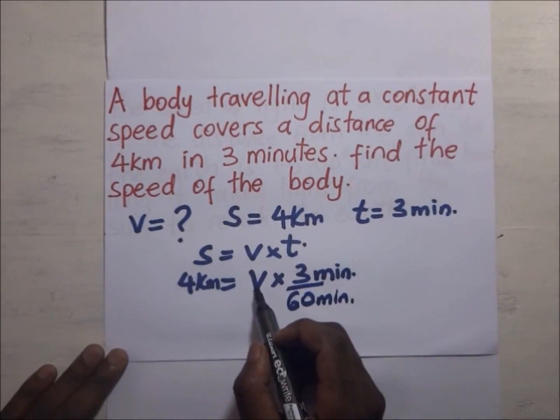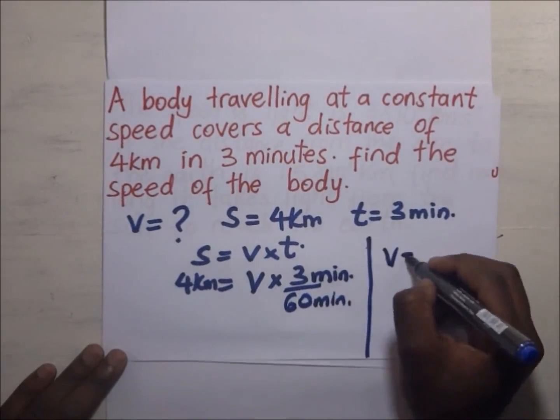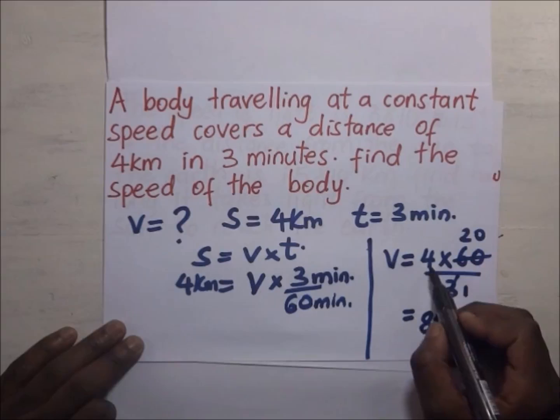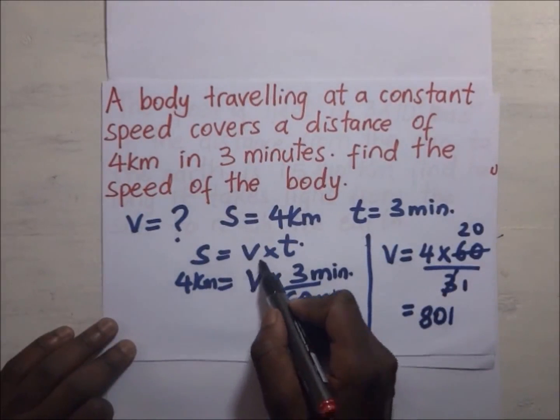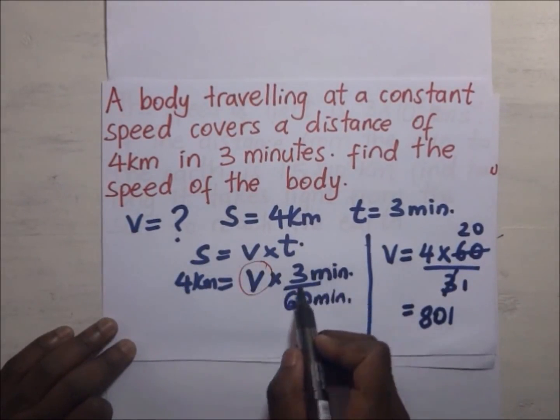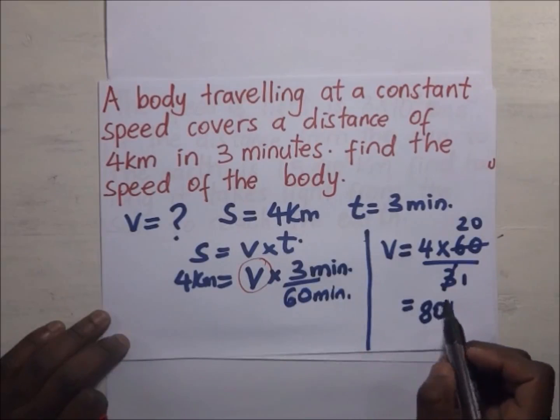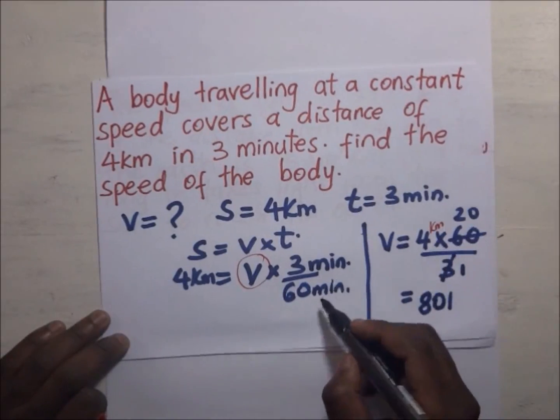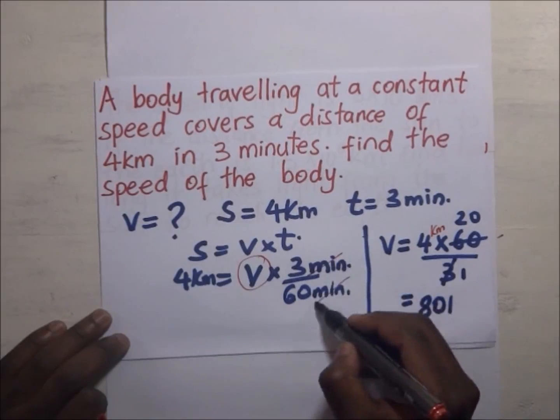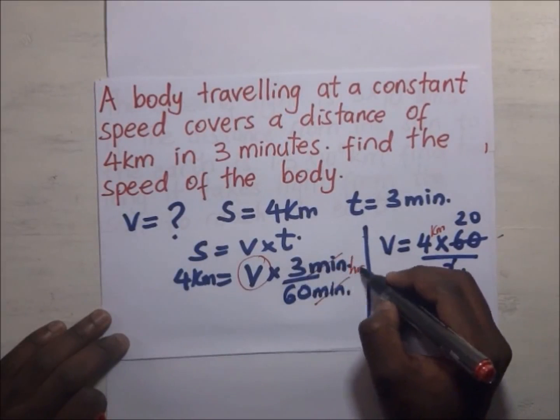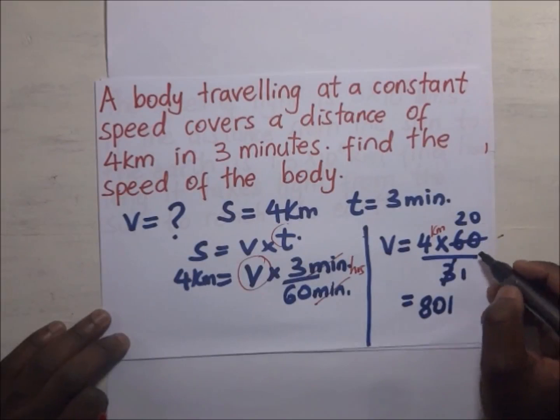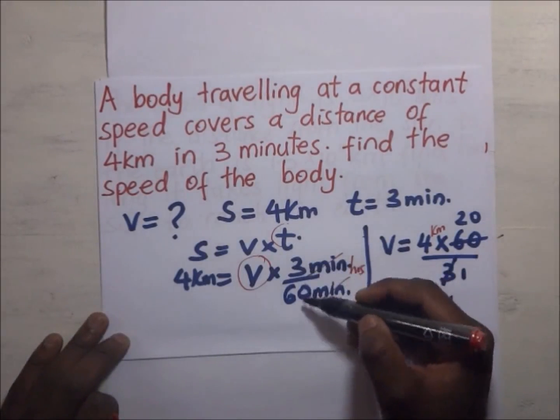So we make V the subject of the formula and find the value of V. So here when we make V the subject of the formula in this case, this 60 is multiplied on both sides and then we divide both sides also by 3. You end up with 4 kilometers here, this is in kilometers, and multiply that by 60. Of course here these minutes cancel and you remain with 3 over 60 hours, because we are converting these 3 minutes to hours. So it means that here we're having kilometers and we're dividing that by hours. This is 3 over 60 hours.